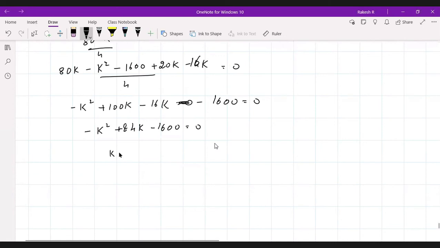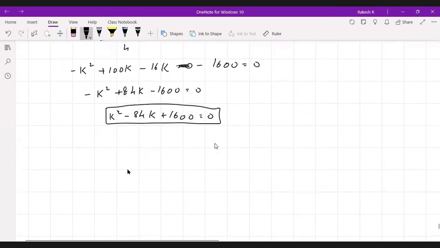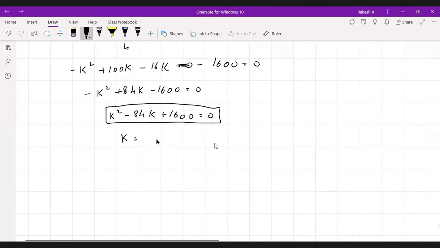We can write it like this: k square minus 84k plus 1600 is equal to 0. Find out the roots of this. What is the value of k? So 54.80 and 29.19. Right. See here what you have got in previous sums.